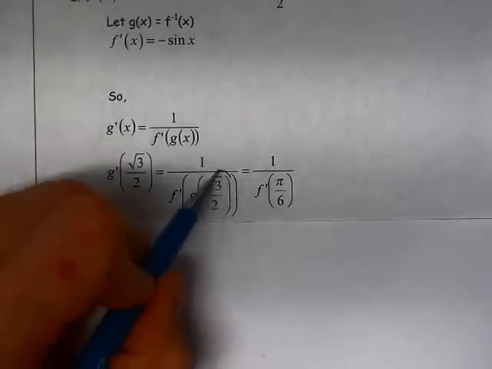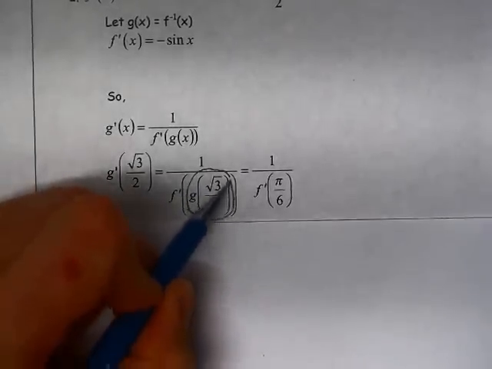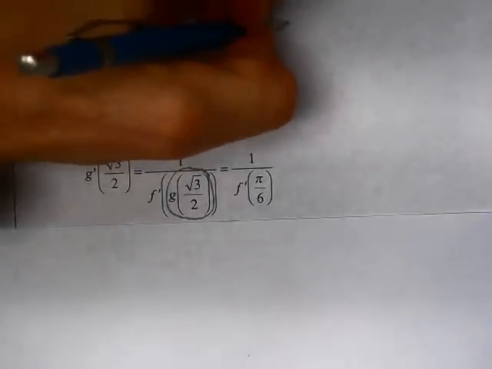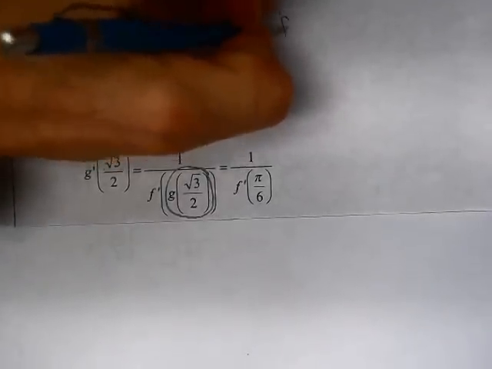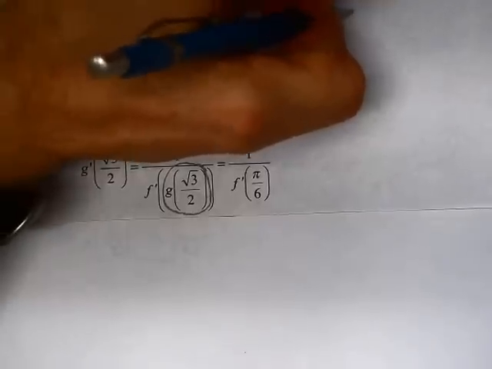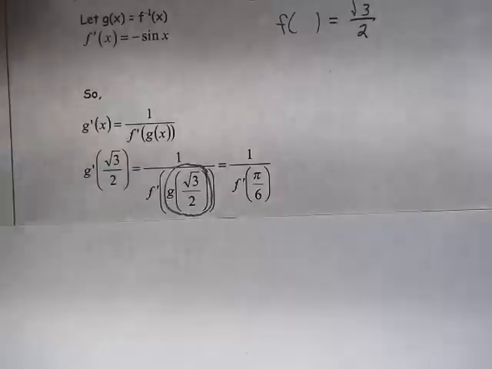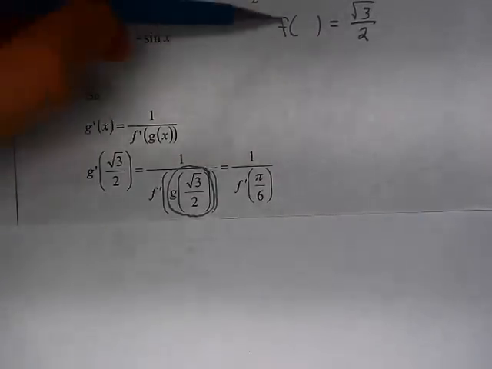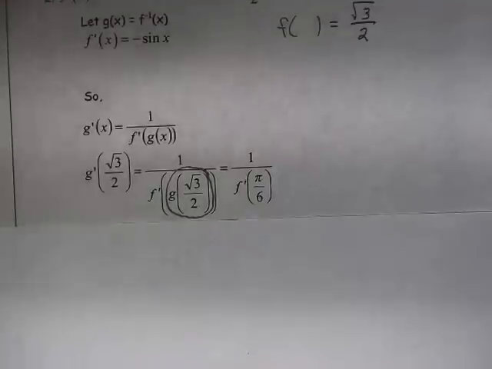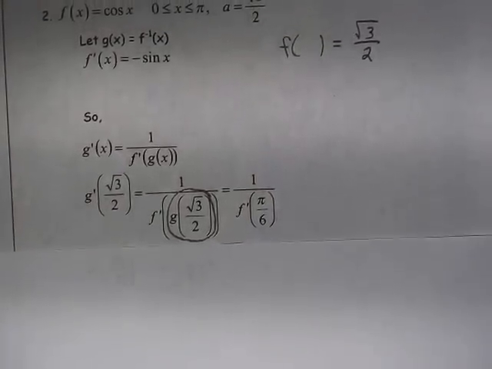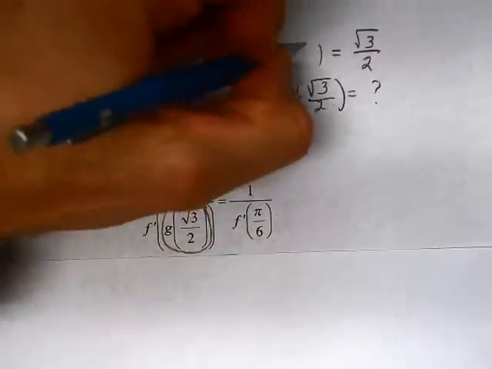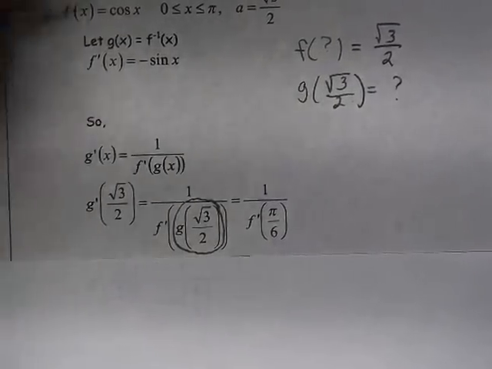So let's think about how we would find g of root 3 over 2. Right. So if we can figure out what x value inserted into f would give us root 3 over 2, then we will know g of root 3 over 2 equals that same thing. All right, so let's start with f.